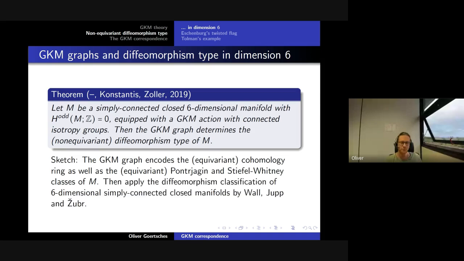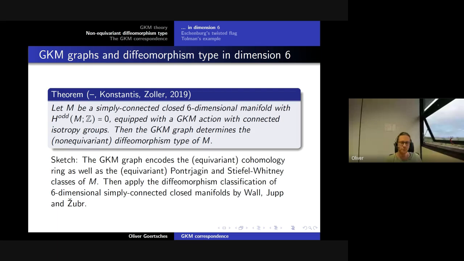And then we just had to combine this statement, that all this topological data is encoded in the graph, with the diffeomorphism classification of six-dimensional simply connected closed manifolds by Wall, Jupp, and Zubr. So they claimed that in this situation up here, with odd cohomology vanishing, we only need the ordinary cohomology ring and the first Pontryagin class and the second Stiefel-Whitney class to determine the manifold up to diffeomorphism. They use surgery for this theorem. Roughly, this is the case because in dimension 6 there are no exotic spheres. So this is why this works here in dimension 6.